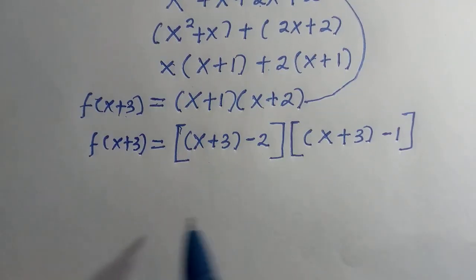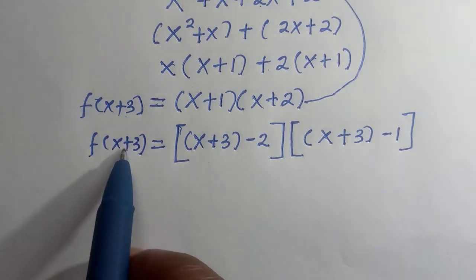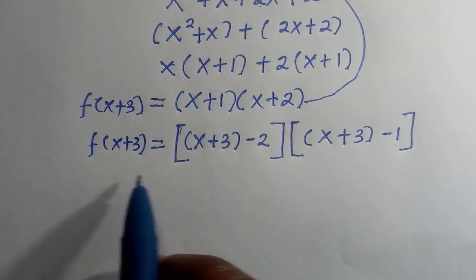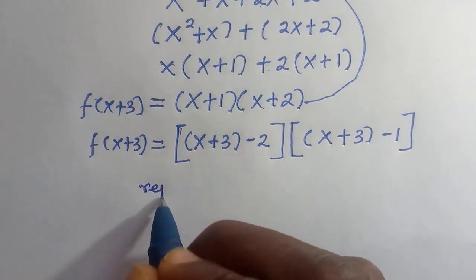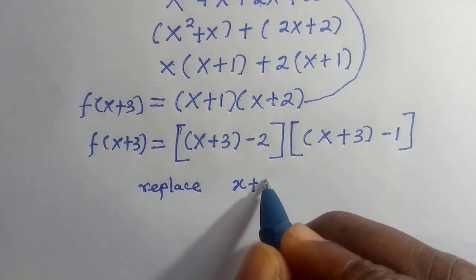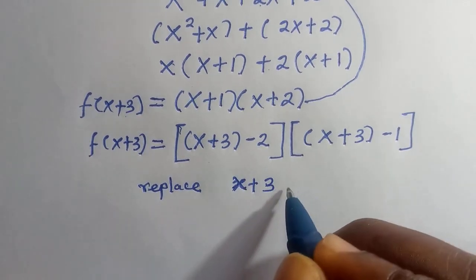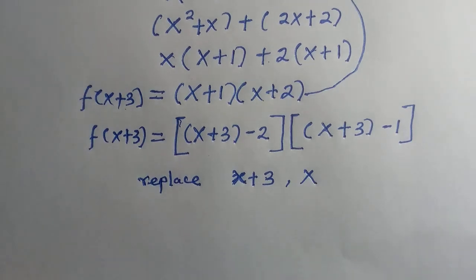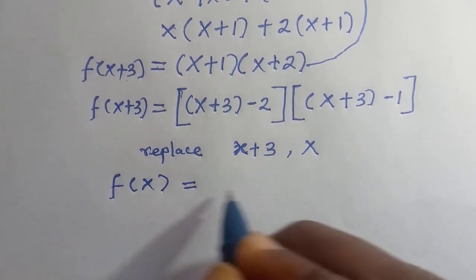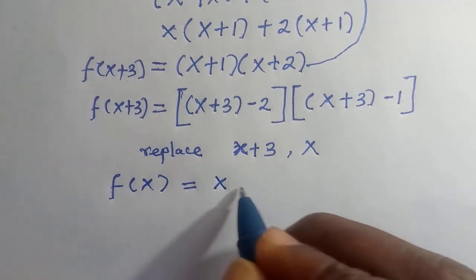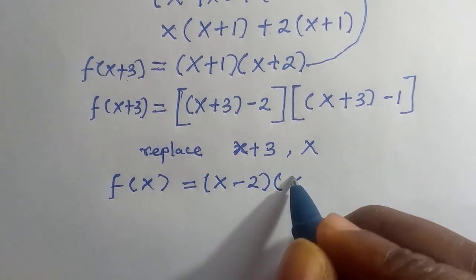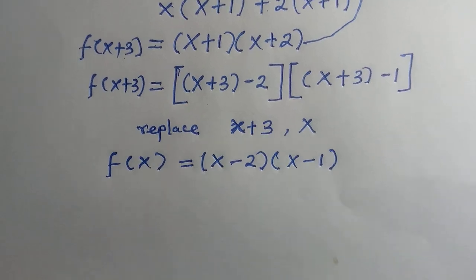Now, the question is we need f of x and we have this as x plus 3. So this function is now what we need. Therefore, we are trying to replace, when we replace x plus 3 with x. Therefore, f of x equals, instead of x plus 3, we're going to have it as x minus 2, open bracket, this is also x minus 1.